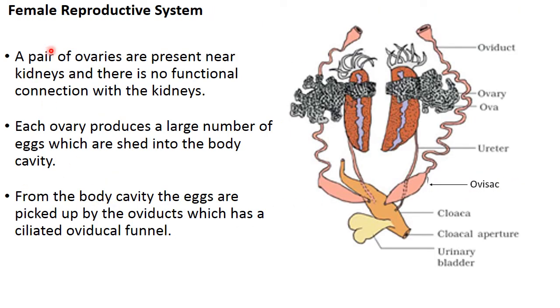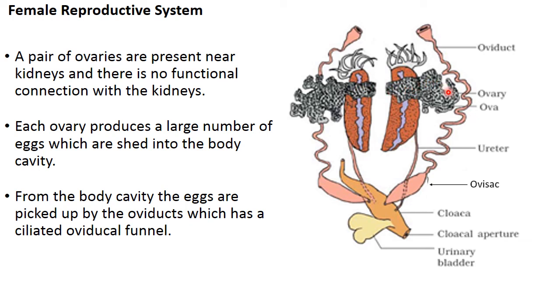Coming to the female reproductive system. So female reproductive system में भी pair of ovaries हैं दोनों side में over near the kidneys, मगर जैसे कि male reproductive system में है there is a connection between the testes and the kidneys. यहाँ पे कोई functional connection नहीं है between the ovaries and the kidneys. So they are separate though they are near each other.